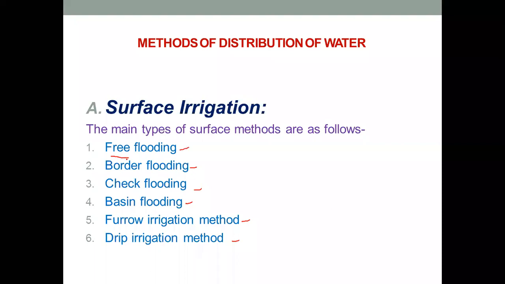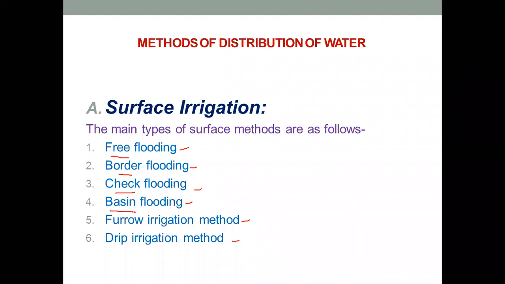The first one was free flooding, which was used for a terrain which was very steep or which was rolling. Then border flooding method we used for the areas which had a gentle slope. Then the third one was check flooding. It was a method in which we flooded a level land, an agricultural land that was leveled. We flooded that land and provided water to the crops.